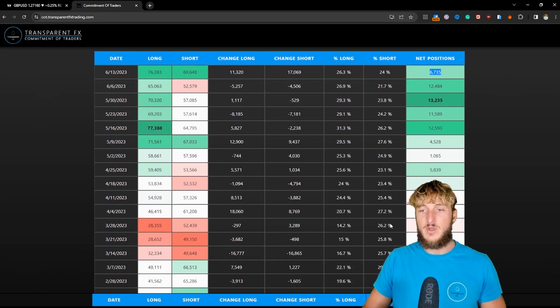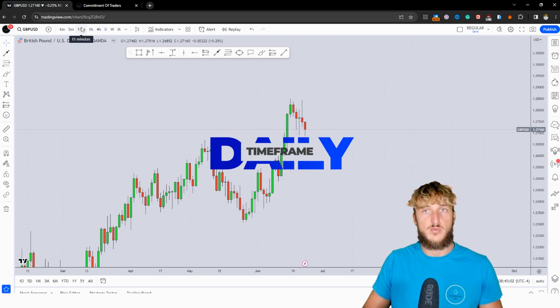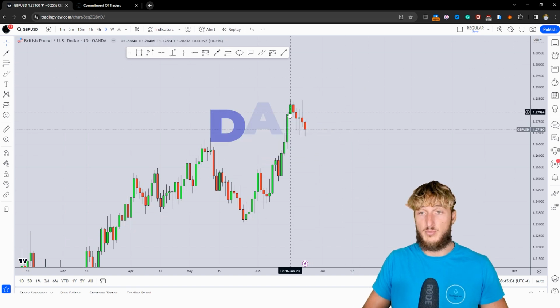This shows how institutions went from having more shorts than longs to now having more longs than shorts on this currency and on this pair. So this means that overall the positioning is shifting to the bullish side for this market, and this increases the probabilities that we could have more bullish continuation.